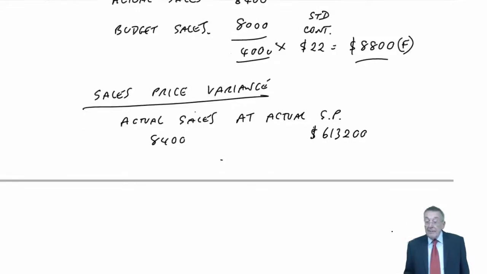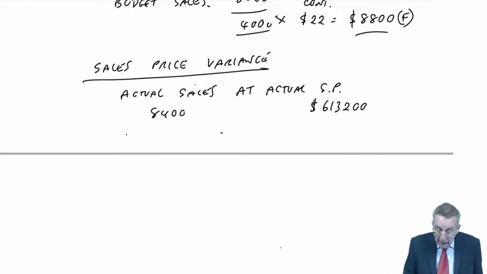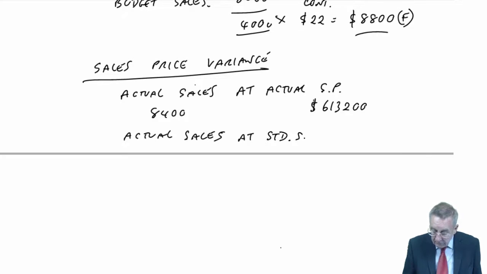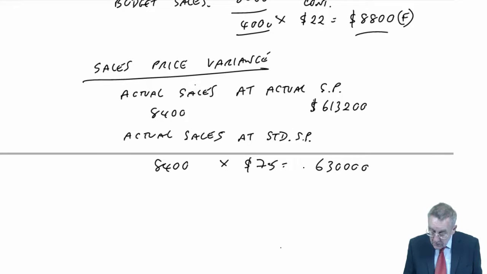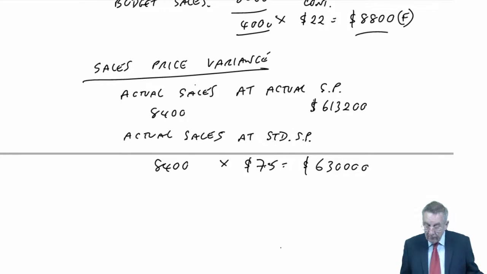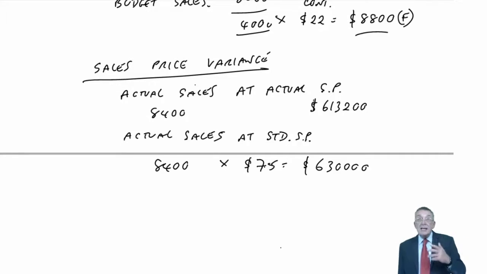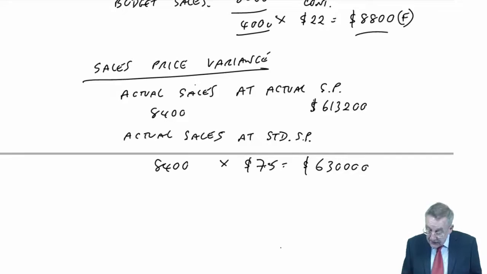And we compare it with how much we should have sold them for. Actual sales at standard selling price. So again, we sold 8,400. We should have sold them at 75 a unit. And so we should have got revenue of 630,000. So it should have been 630. We only got 613. We've obviously sold at a lower price.